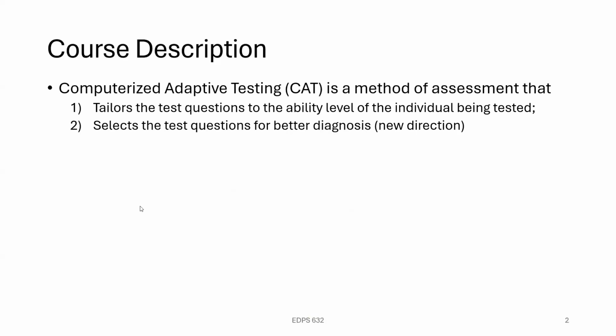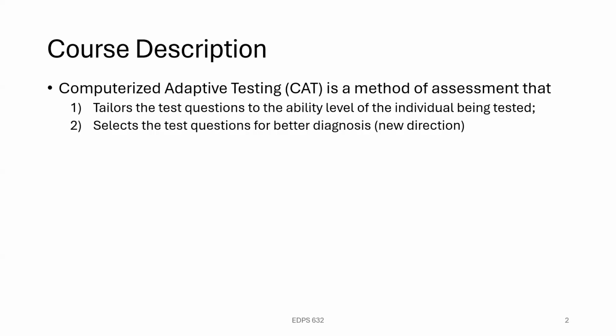Computerized adaptive testing is a method of assessment that tailors the test questions to the ability of the individual being tested. That means for a very able examinee, we should select more difficult items. For a less able examinee, we should select easy items so that students are always challenged during the course of testing.